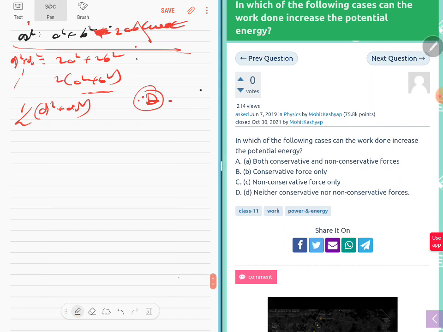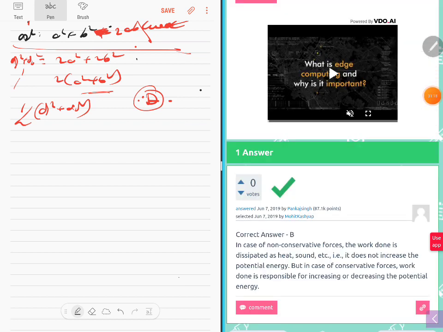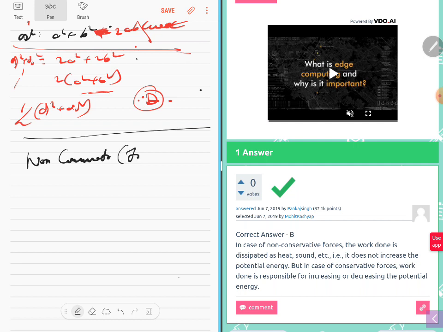In which of the following cases can the work done increase the potential energy? Work done, can it increase the potential energy? So this question is about a non-conservative force. Let's learn what a frictional force is, an example of a non-conservative force. Friction involves heat, wear and tear, and so loss of heat is happening. So that's what they've given: heat, sound, etc.